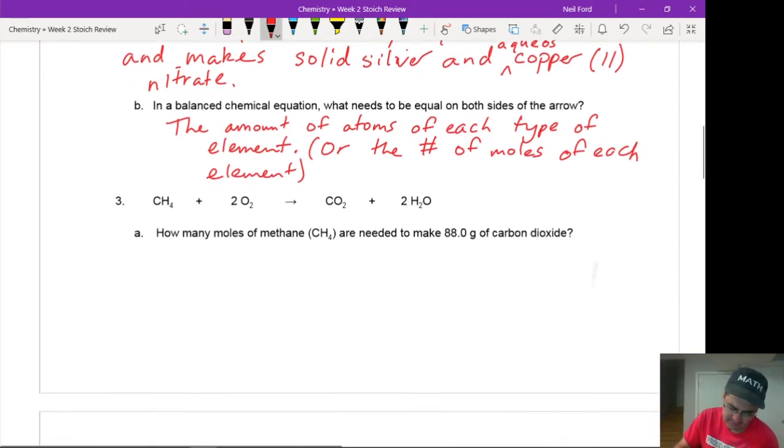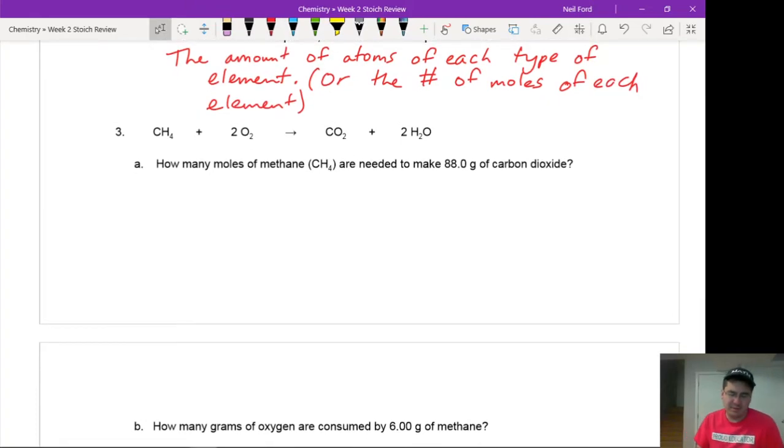Number 3. CH4, which is methane, plus 2 oxygen molecules make carbon dioxide and 2 water molecules. How many moles of methane are needed to make 88 grams of carbon dioxide? So I start with 88 grams of CO2.